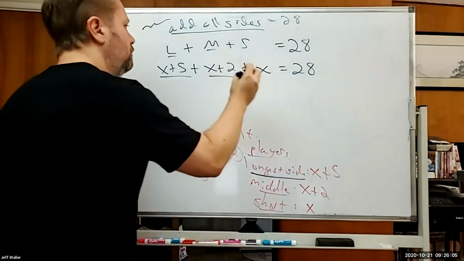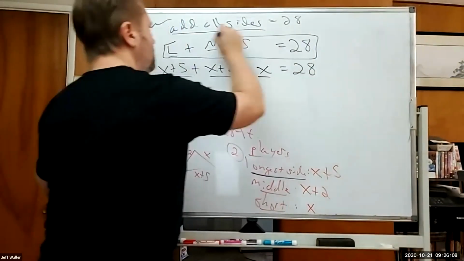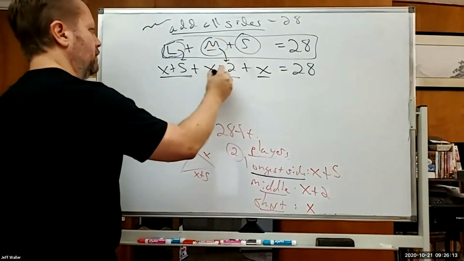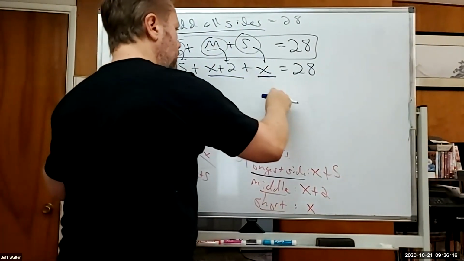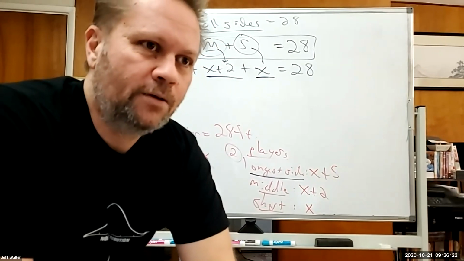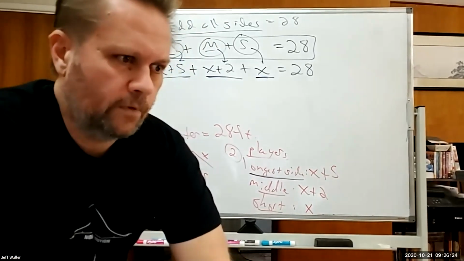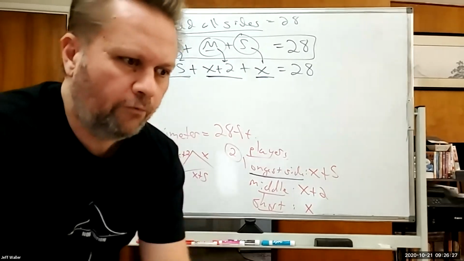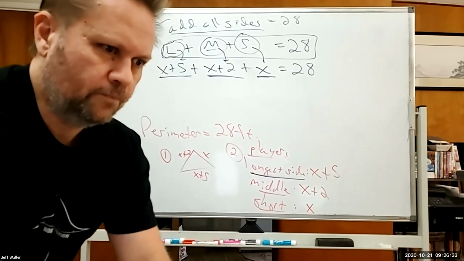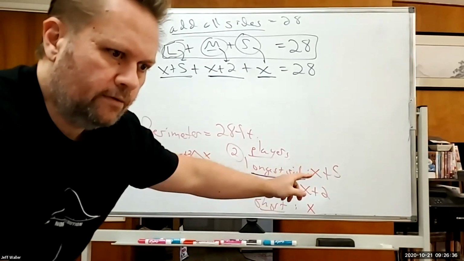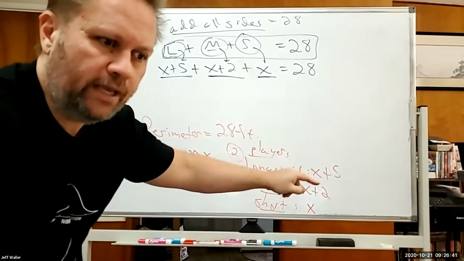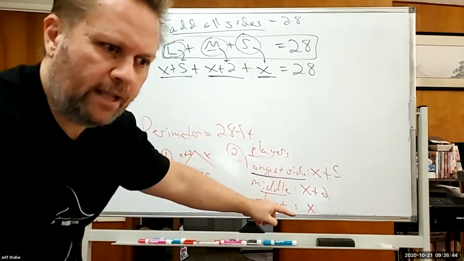This is physically how to get the perimeter, isn't it? Add up all the sides. Well, what's this guy's name? X plus 5. What's this guy's name? X plus 2. What does mine say? X. And I really want you guys to get the thing that people don't get, that these capture the relationship. All the sides are related. So that's what those relationships look like mathematically.